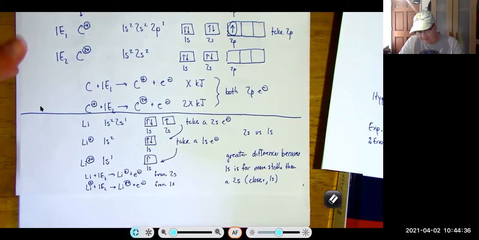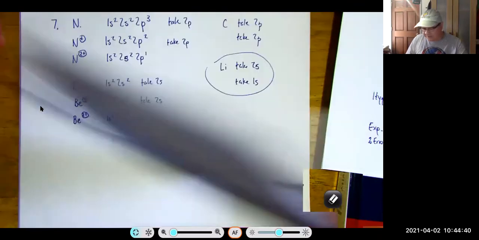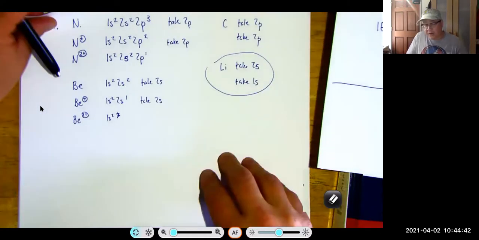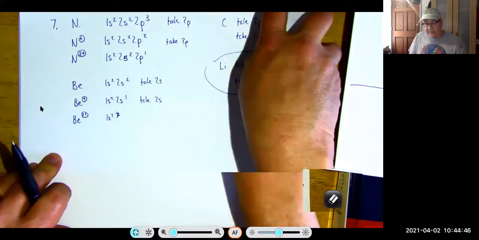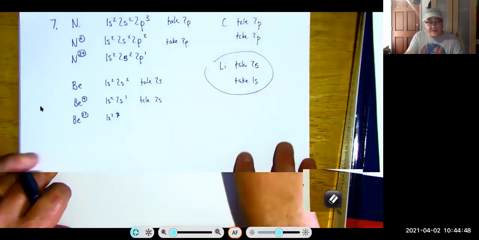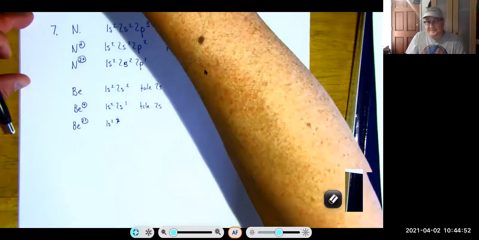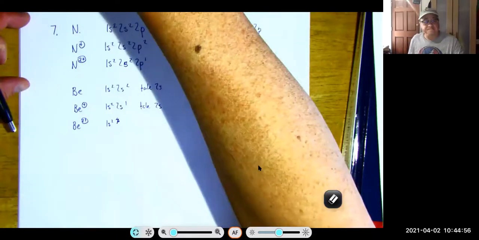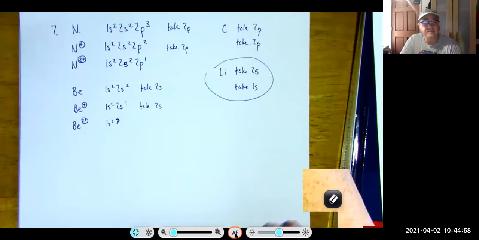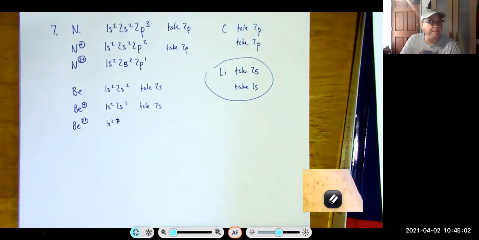Okay, so that's all you would do for number 7: show what's going on and then explain why these two are different. And ultimately, this is the explanation right here. It's about the stability of what's being taken, and the correlating energy of that stability.